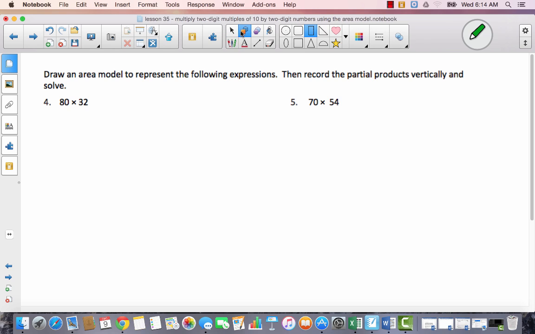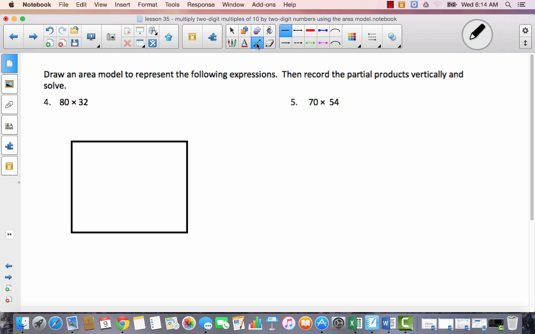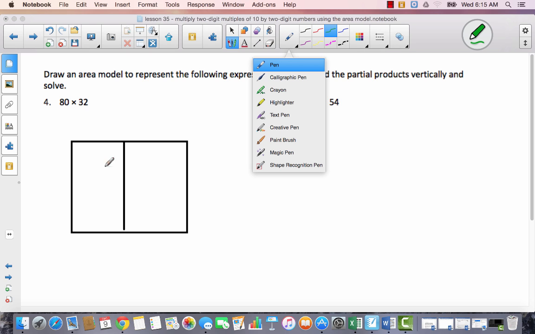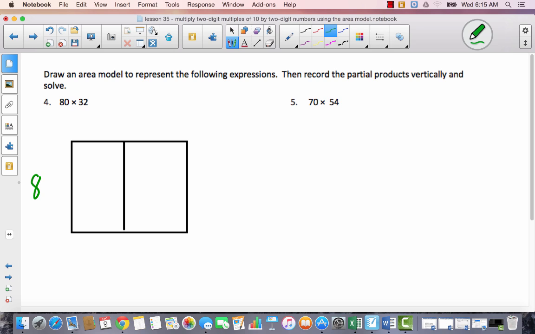Okay, I'm going to use my tool here so it looks a little bit neater. When I try to draw with my pen, it gets a little messy. All right, so I'm going to divide this in half. Now let's go ahead and label this. I have a multiple of 10, which is 80. I don't know how this pen got green and it's staying green, but I don't guess it's hurt anything. And then I've got 32.